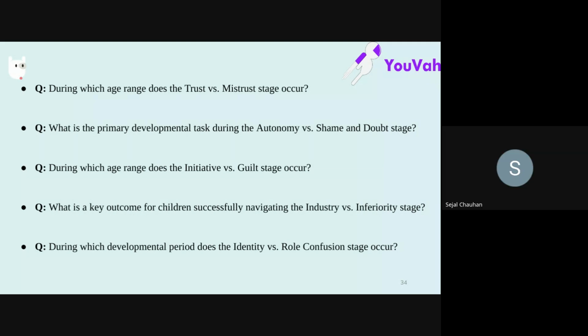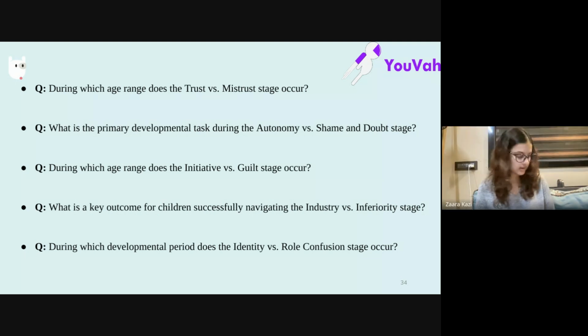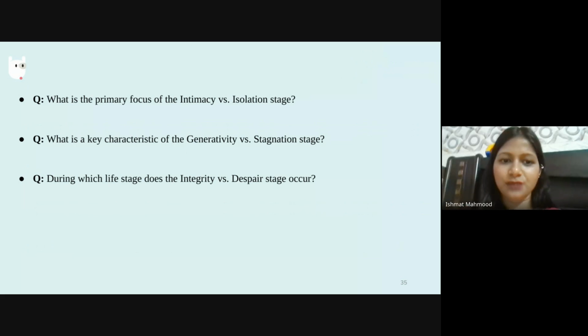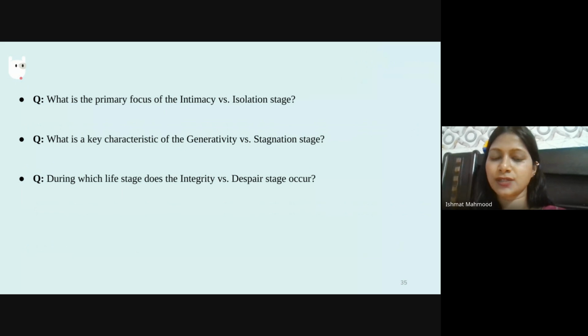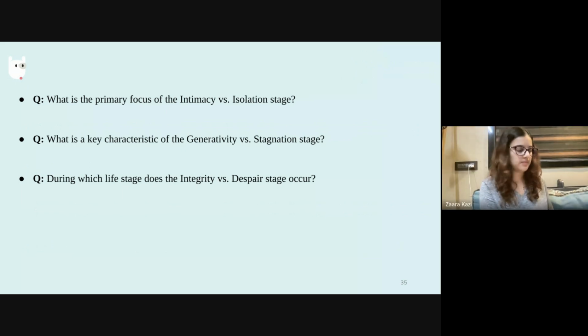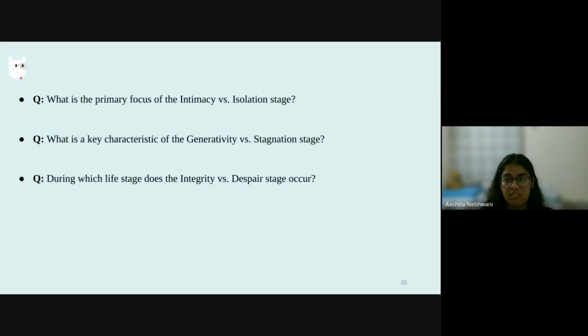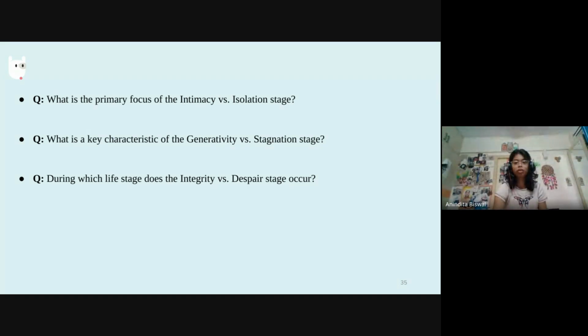12 to 18. Are you sure? Identity versus role confusion, right? Yes, 12 to 18. Adolescent age. Yes, absolutely. Okay. What is the primary focus in the intimacy versus isolation stage? Building close personal relationships, and also balancing independence.